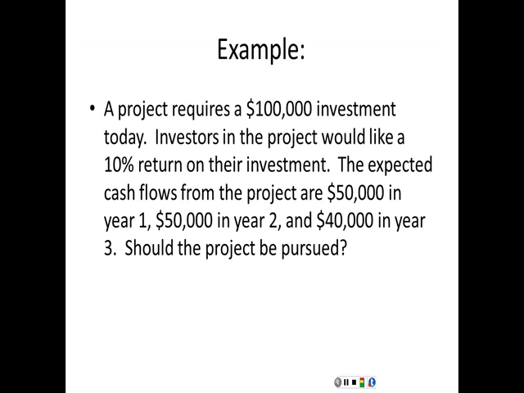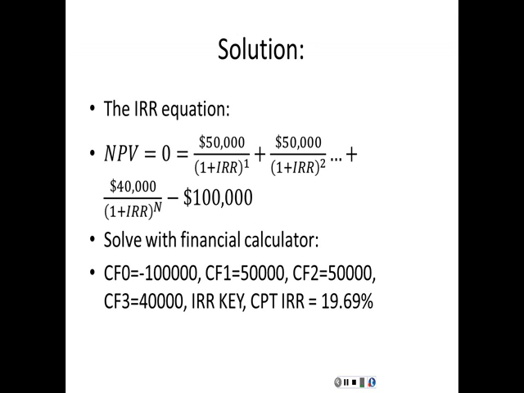Alright, a project requires a $100,000 investment today. Investors would like a 10% return on their investment. That's the cost of capital for the project. We have 3 years of cash flows. $50,000 in year 1, $50,000 in year 2, $40,000 in year 3. Should the project be pursued? Our by hand equation sets NPV equal to 0. Now we need to solve for the interest rate.